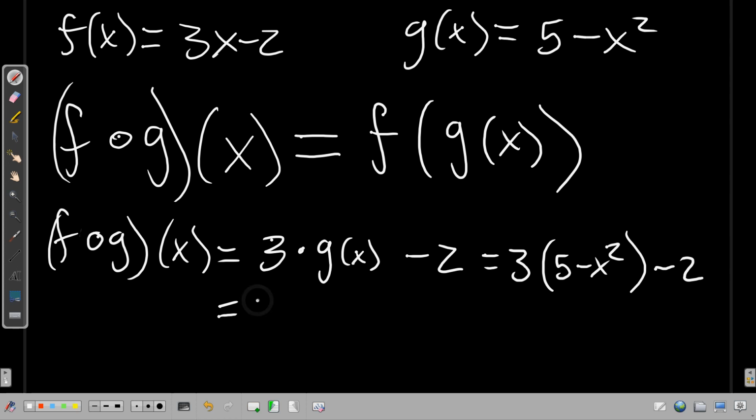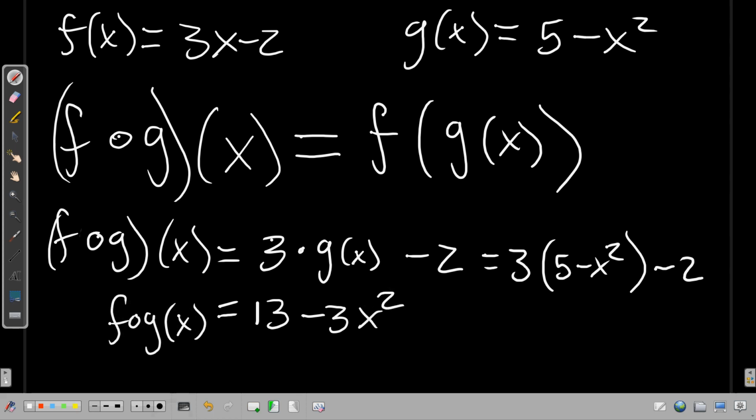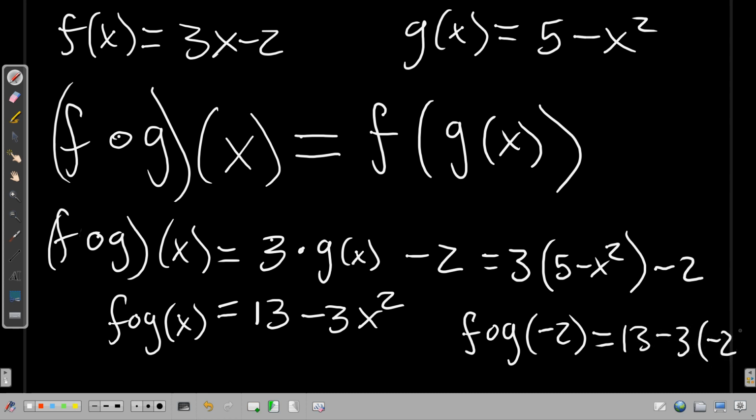You'd have 15 minus 2 minus 3x squared. This is f circle g. And then you can evaluate it. So f circle g of minus 2, well, that's just going to be 13 minus 3 times minus 2 squared. So you get 13 minus 12. It's just 1.